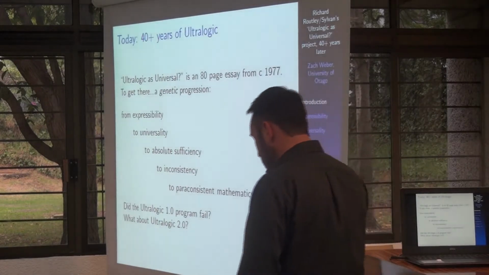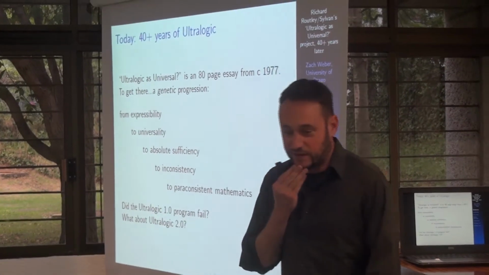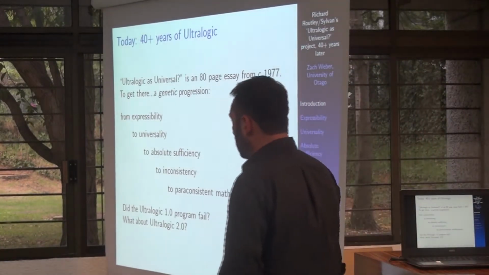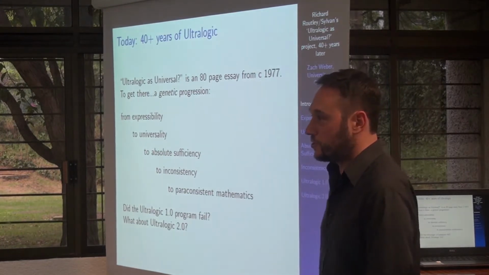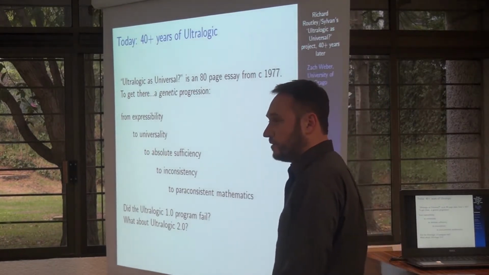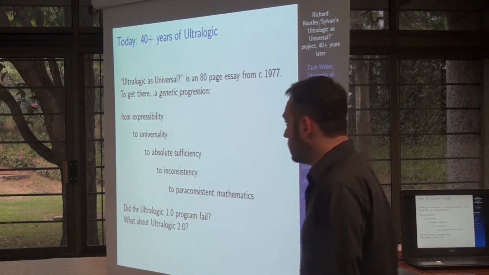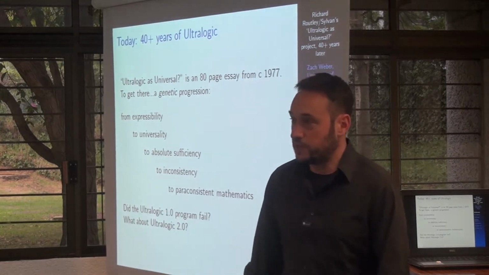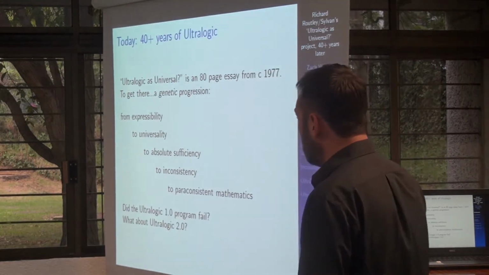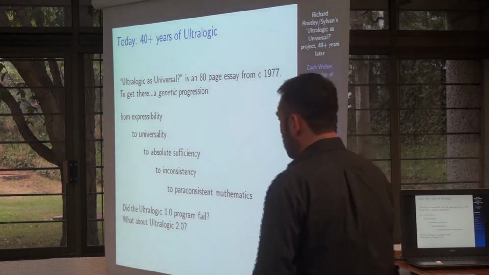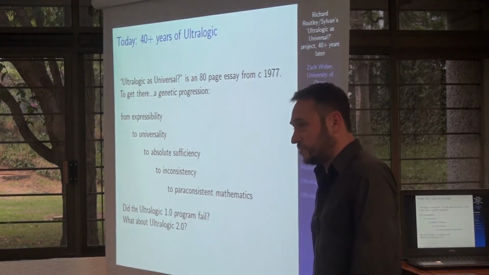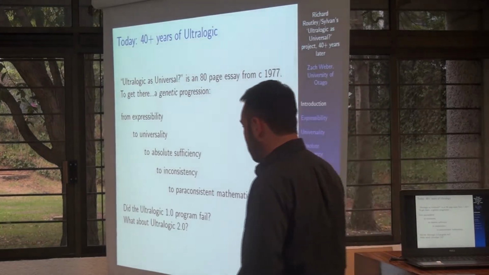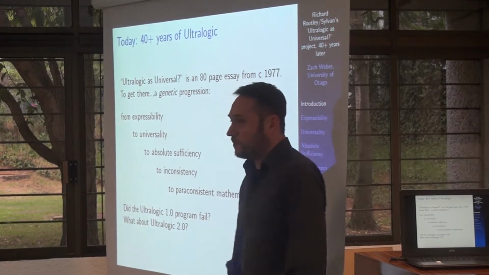So it's all connected. Today, first of all, I'm going to give an argument. I'm going to try to reconstruct the argument in Ultralogic, following a genetic progression. I'm going to go through historically how I think Routley landed on the Ultralogic program. So that's kind of an argument, kind of history. I'll trace it from concerns early on with expressibility, which lead naturally to a pining for universality, and then thoughts about absolute sufficiency, which leads naturally to inconsistency, and finally paraconsistent mathematics. That's how he gets to Ultralogic 1.0.